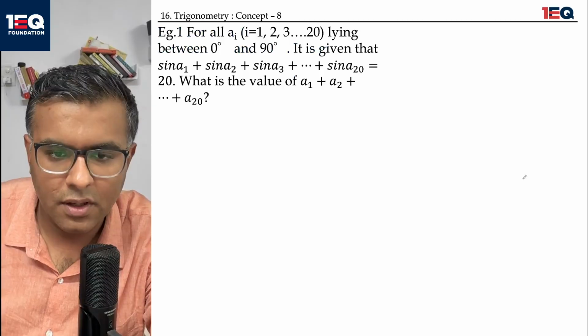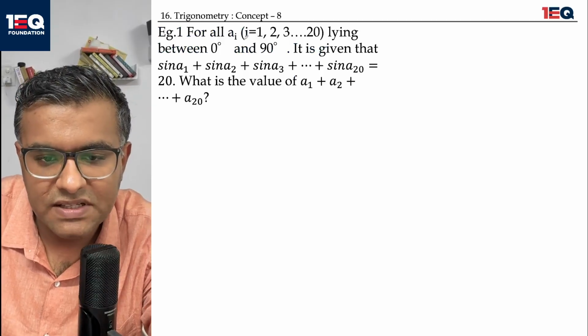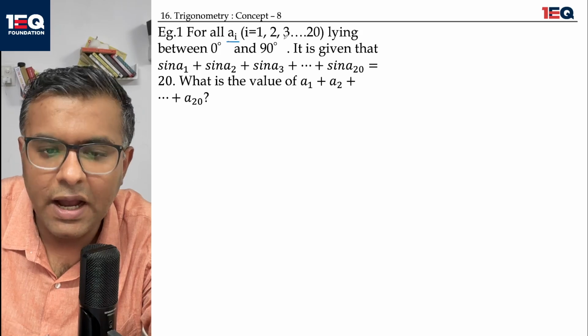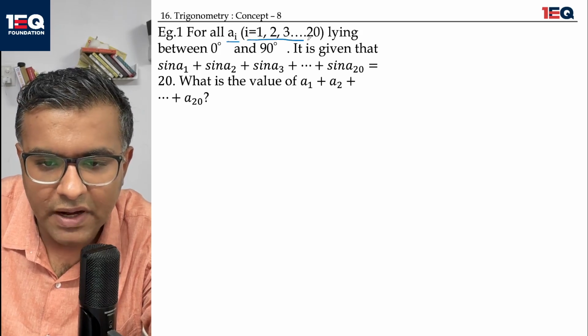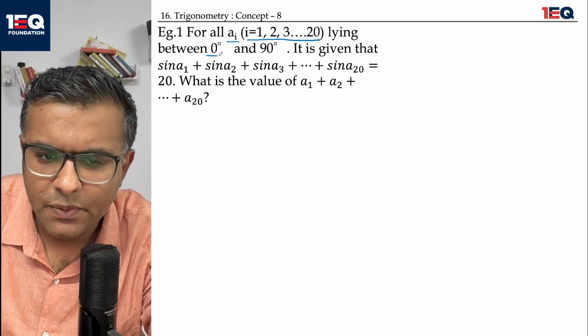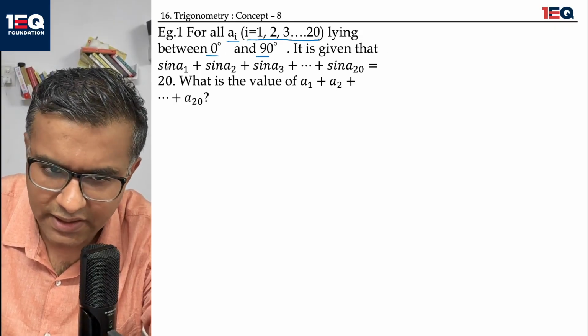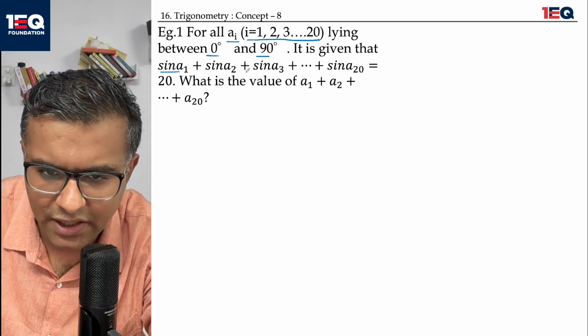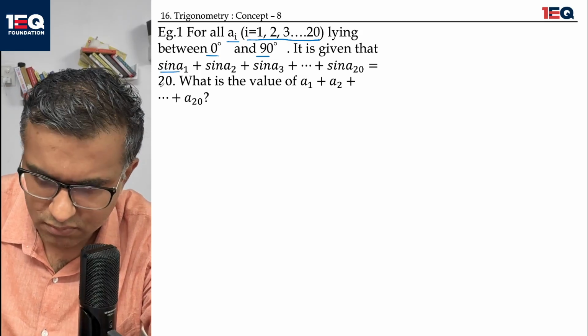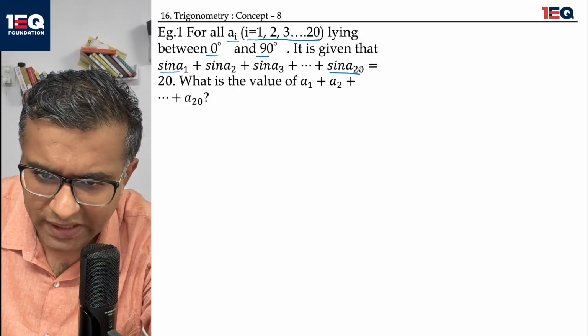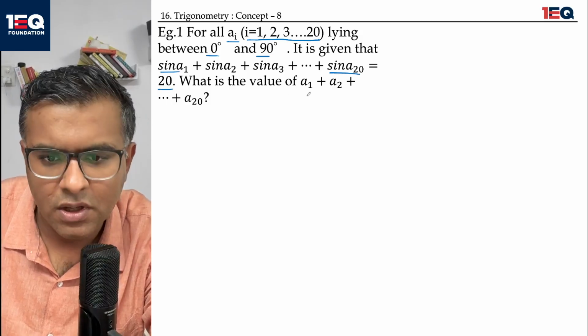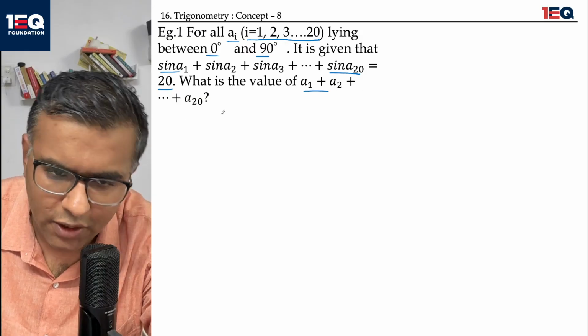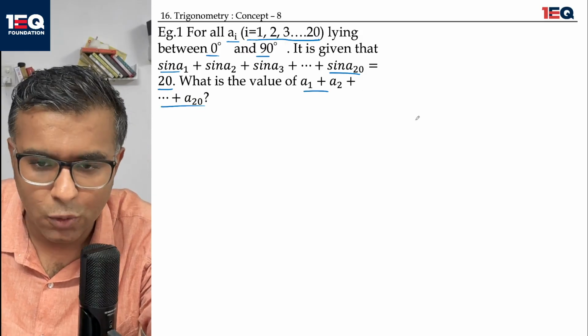Moving forward, now we have this question which says that for all A_i where i starts from 1 and goes till 20, lying between 0 and 90 degrees, it is given that sine A1 plus sine A2 plus sine A3 and so on till 20 terms is equal to 20. So what is the value of A1, A2 and so on till A20?